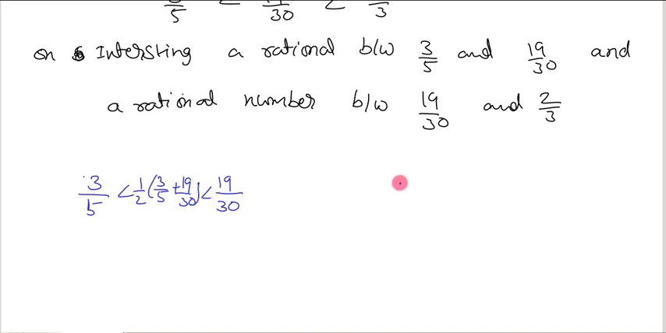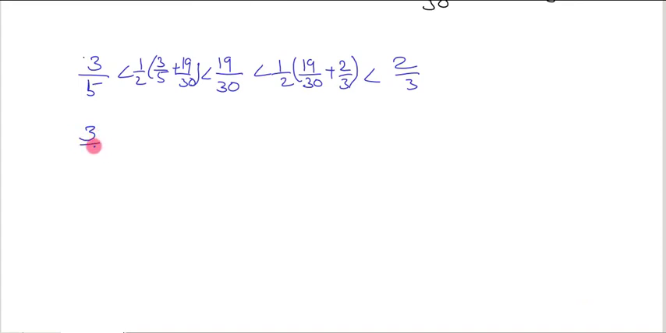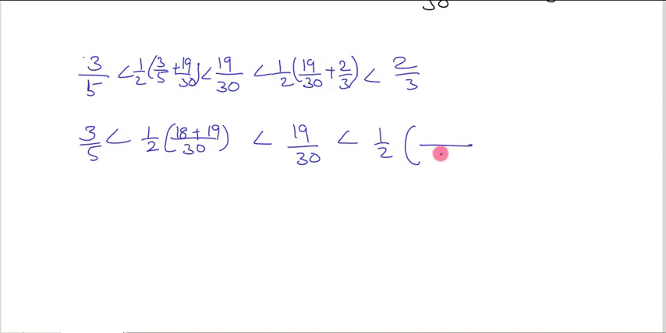And between 19 by 30 and 2 by 3, what number will it be? The average of these: the average of 19 by 30 and 2 by 3 will lie between these two. So, on doing this, you can write 3 by 5 is less than, if you take the LCM, which will be 30, half of the LCM. To make this 5 into 30, multiply by 6. So 6 threes are 18 plus 19 is less than 19 by 30, which is less than half of the LCM of 3 and 30, which is 30. Now 19 plus, to make 3 into 30, multiply by 10, so 10 twos are 20, is less than 2 by 3.